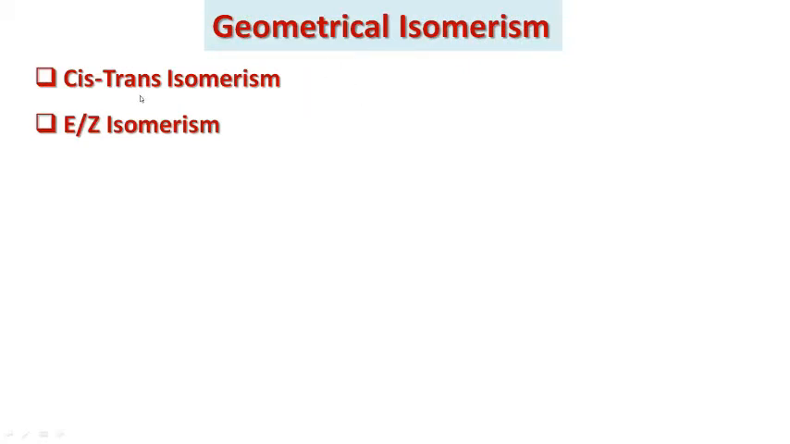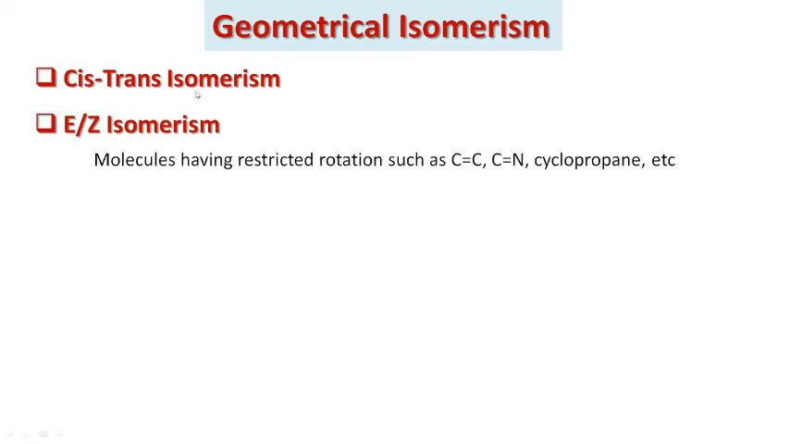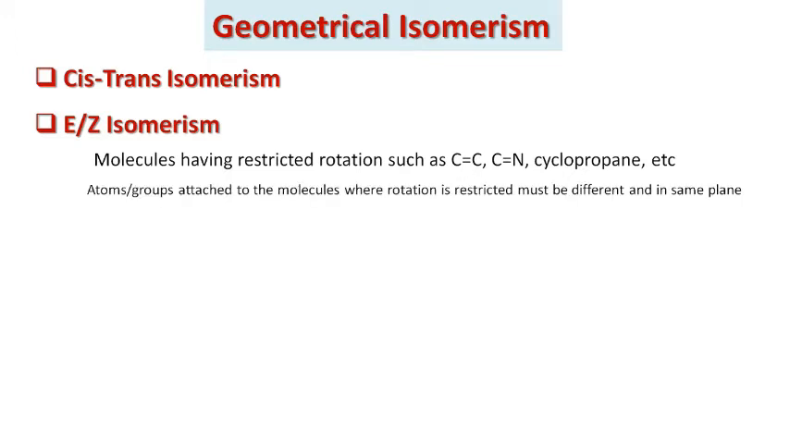Geometrical isomers are of two types: cis-trans isomers and E-Z isomers. Cis-trans isomerism is shown by molecules where rotation about the C=C is restricted, as well as in planar molecules. The other condition is that the atoms attached to this C=C group, where the rotation is restricted, must be of AB type or different types and coplanar to each other.